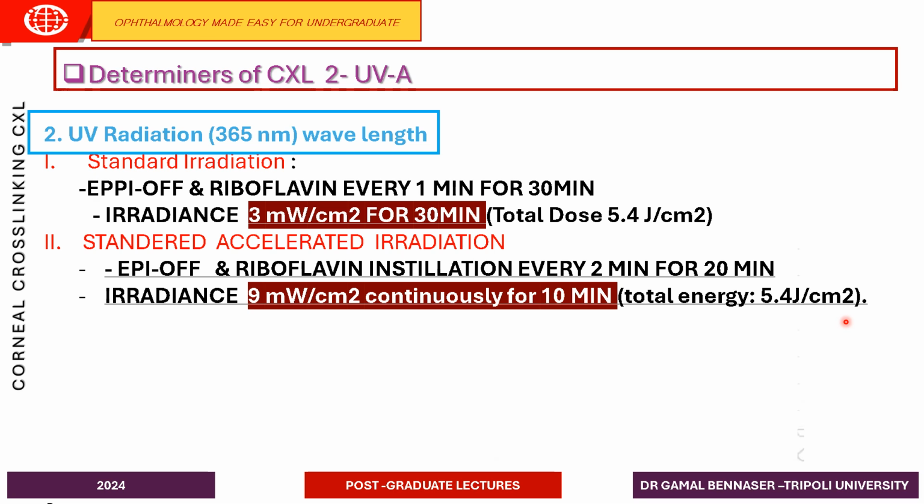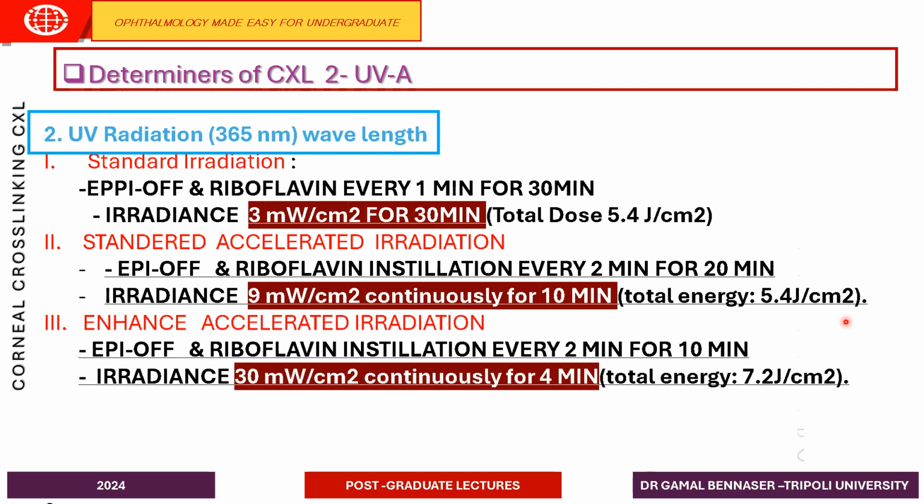Now, further refinement and modification of this protocol to achieve faster and better effect is by what's known as the enhanced accelerated protocols. These enhanced protocols are based on the principle that we increase the total amount of radiance, not only the intensity. So here we increase the intensity, reaching up to 30 milliwatts, and also the total amount of energy to 7.2 joules. This is known as the enhanced accelerated protocol, which is also an epithelial off technique because this guarantees a very good concentration of the riboflavin inside the cornea.